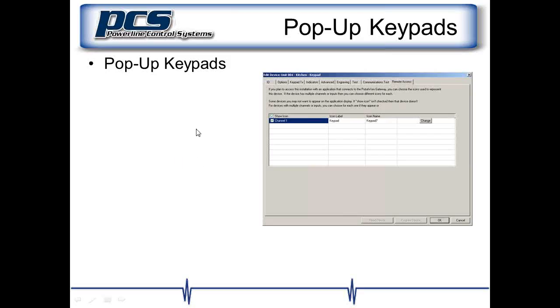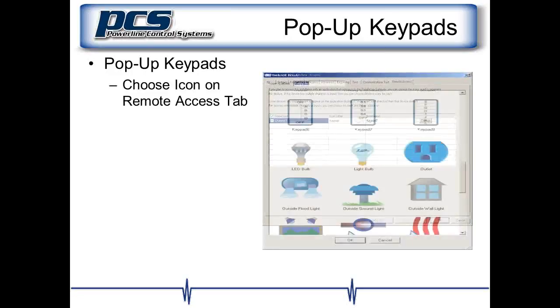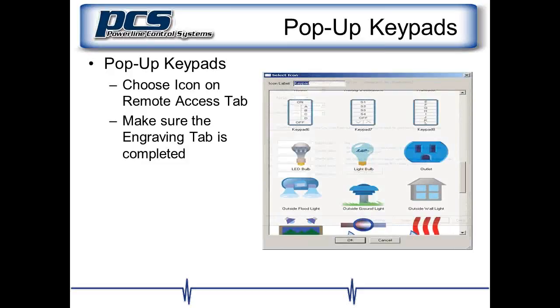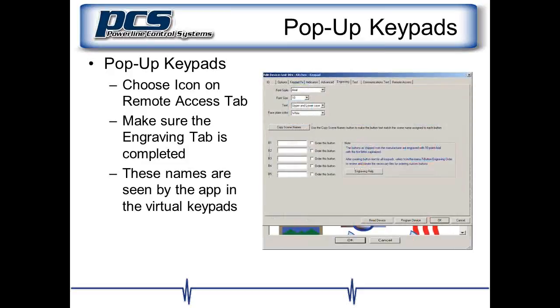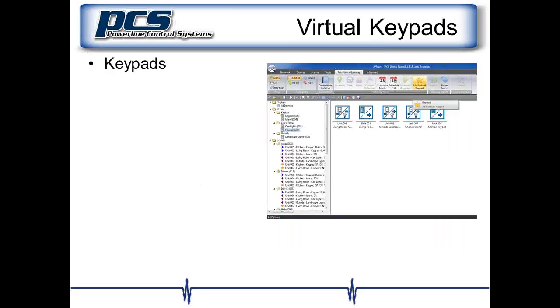Now, coming back to the pop-up keypads, this is where we're going to end up labeling them. That will represent existing keypads in the house. We can choose what the icon is, and we're going to fill in, as we just covered, what the units are.